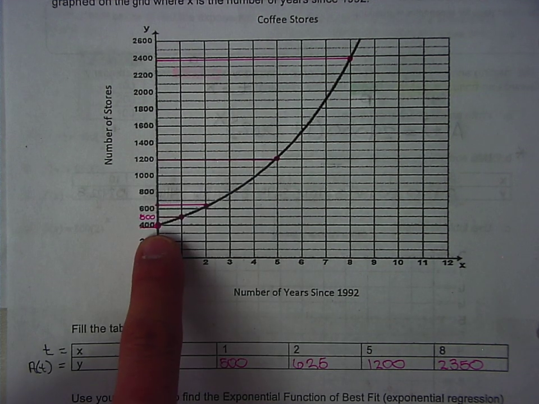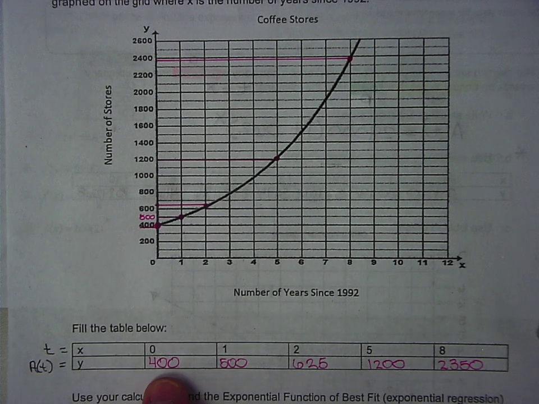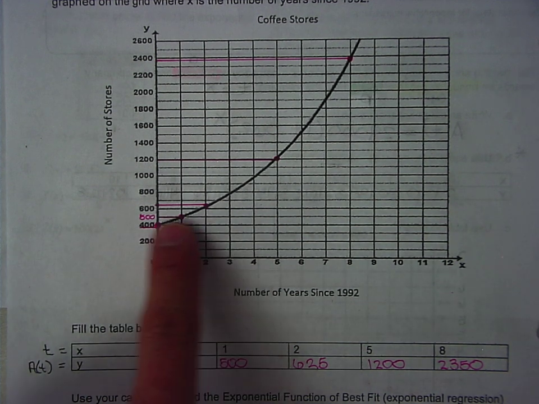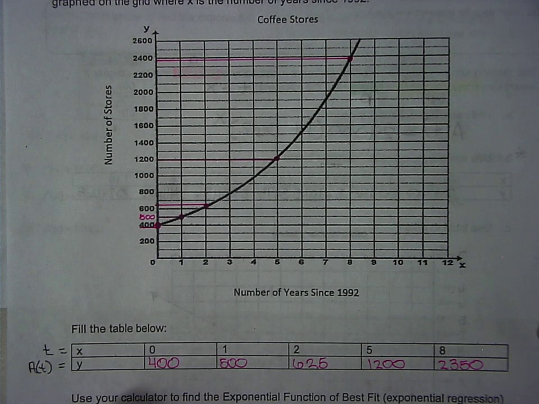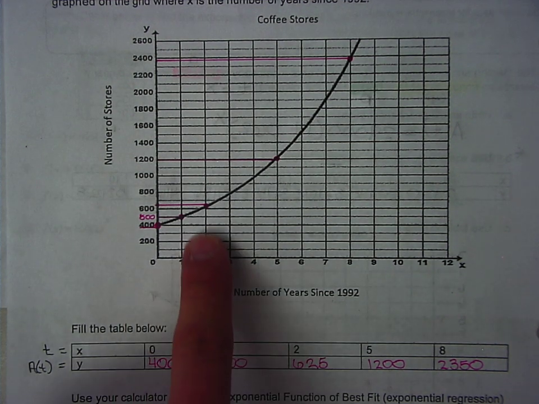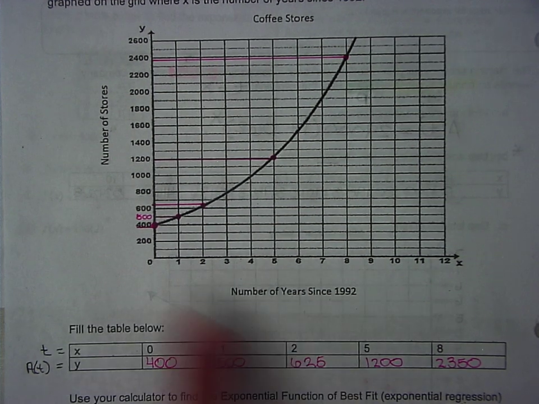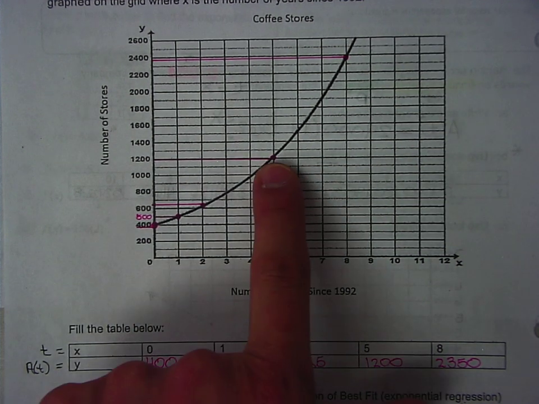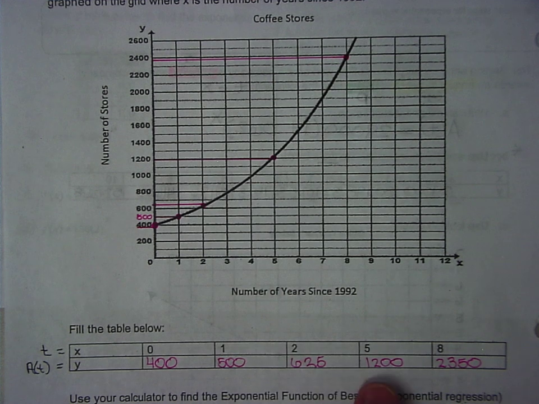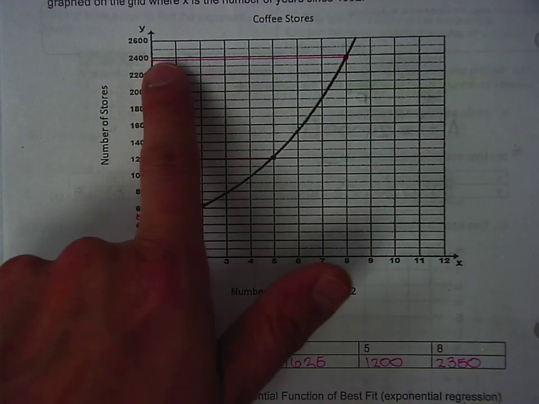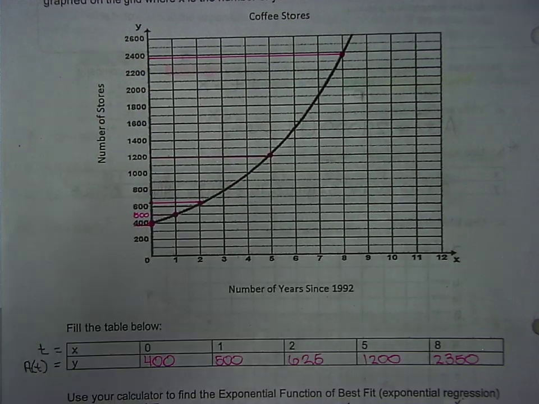So at 0, we have an initial amount of what looks to be 400. For 1 year after, it looks like it's about 500, in the middle between 400 and 600. For year 2, it's a little bit above the 600, so I just approximated at 625. For year 5, it's pretty much dead on at 1200, so that's what I wrote. And for year 8, it's just below the 2400 mark, so I just said 2350.